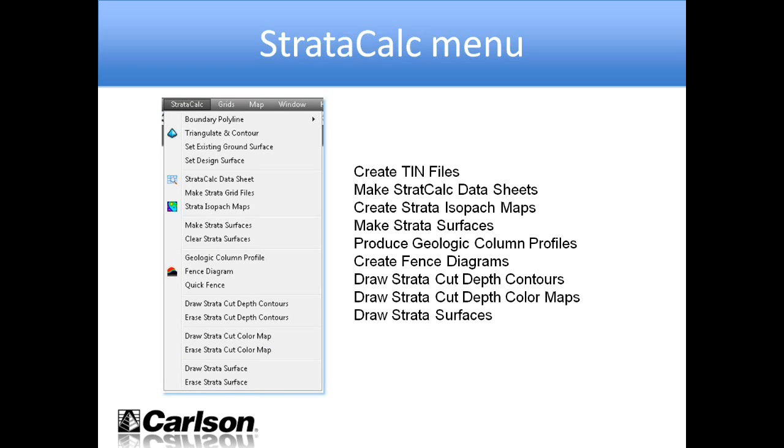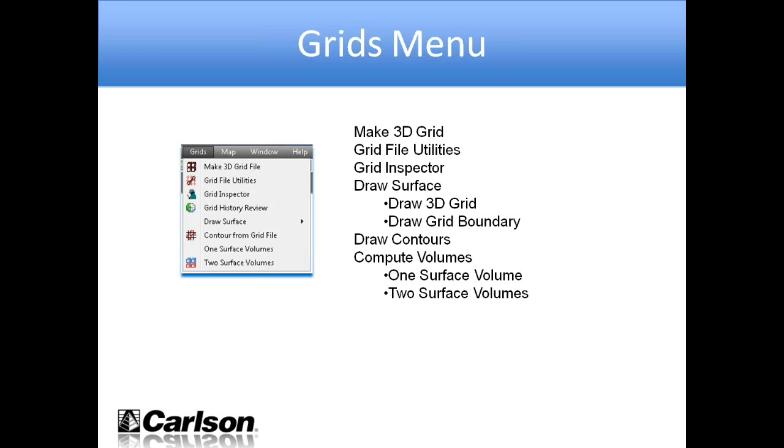The Strata Calc menu includes the same triangulate and contour powerful routine that's inside Carlson Survey and Carlson Civil that builds TIN surfaces. This is also where you would go to create your isopach maps, fence diagrams, and geologic column profiles. Here's where we're going to go to do our strata cut depth color maps. That's one of the end products of today's results.